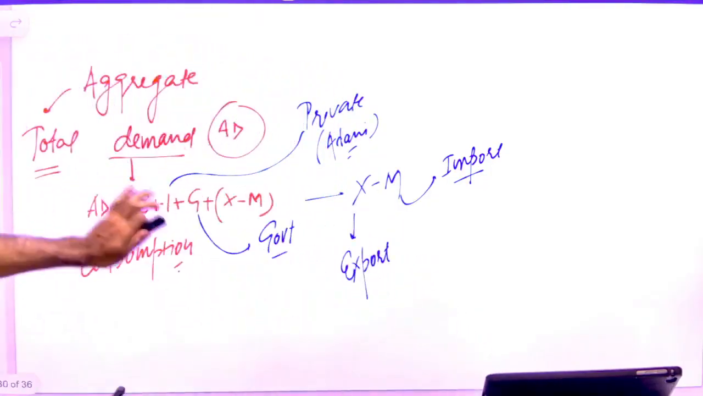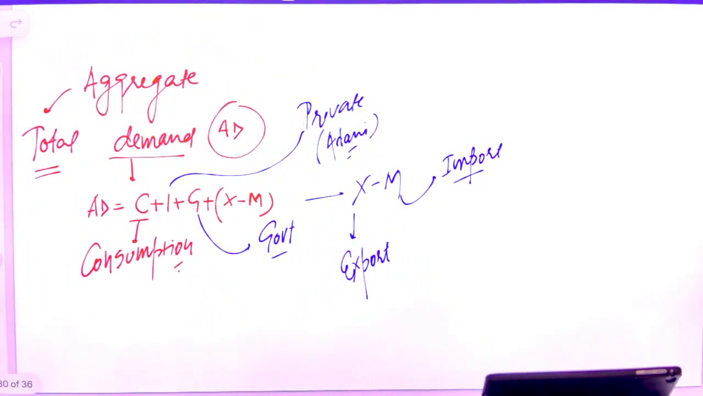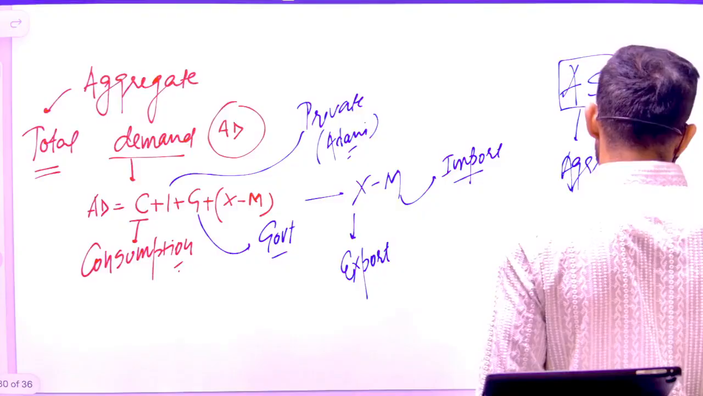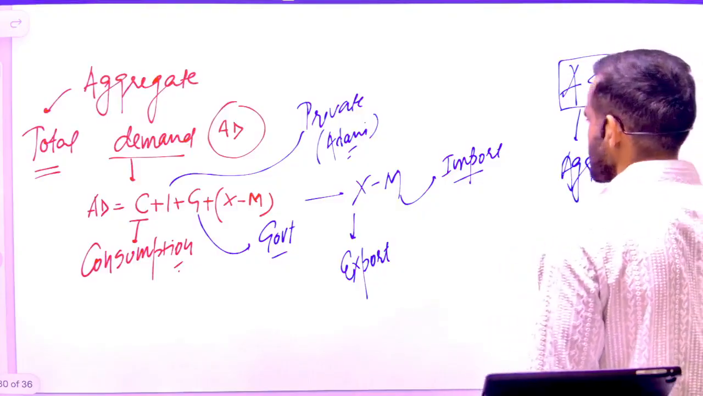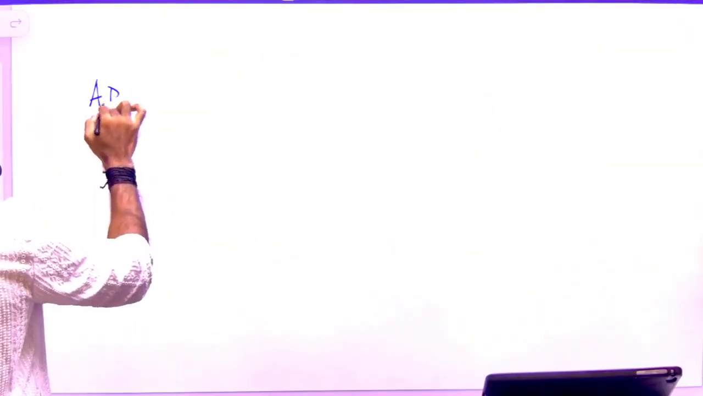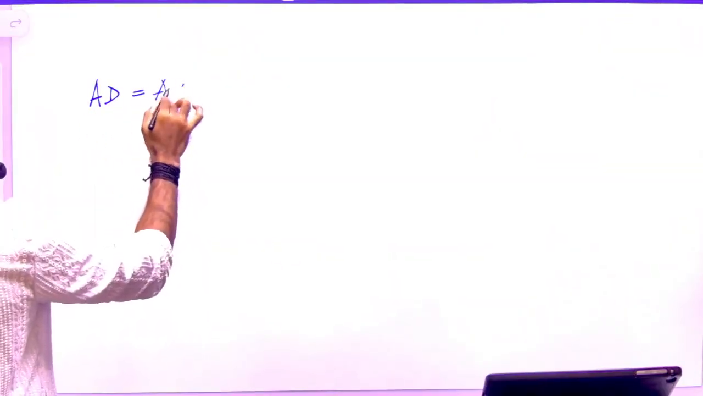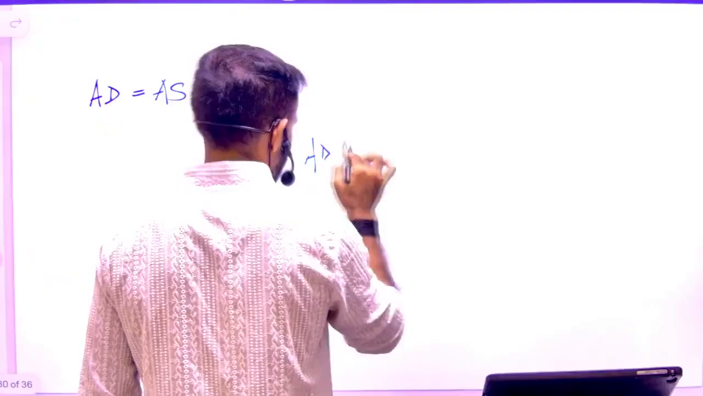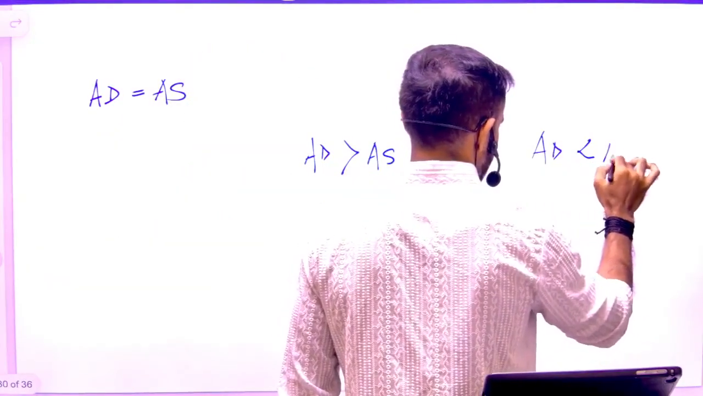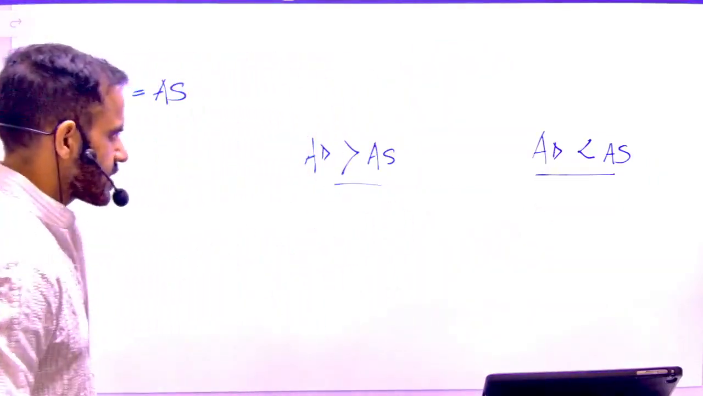Okay, so this is the aggregate demand or the total demand in the economy. Then there is a concept of aggregate supply. Now I am going to use a very simple explanation. Understand it this way. There can be 3 situations. Aggregate demand is equal to aggregate supply. Aggregate demand is higher than aggregate supply. Aggregate demand is lower than aggregate supply. Just for the sake of understanding.